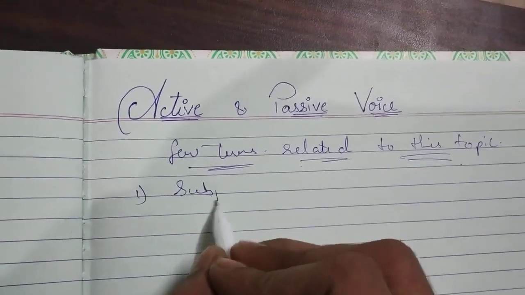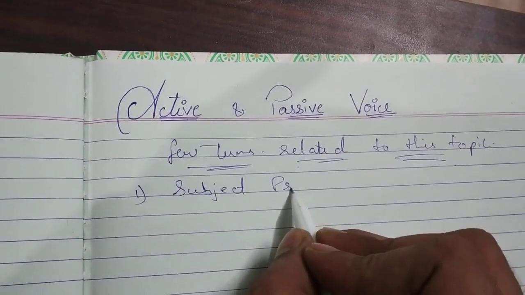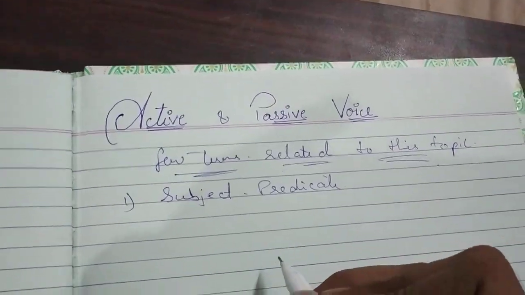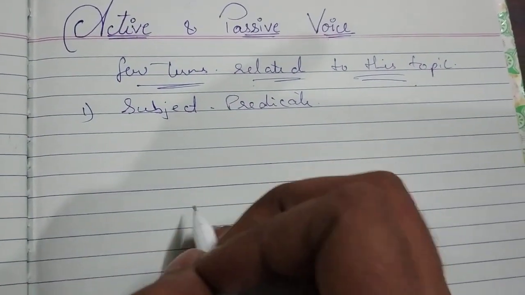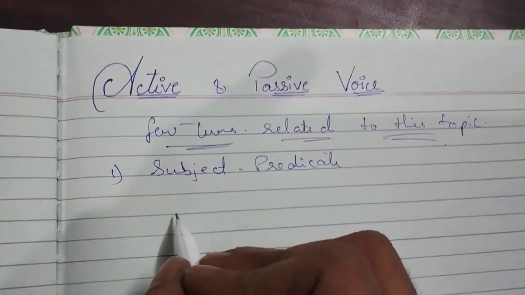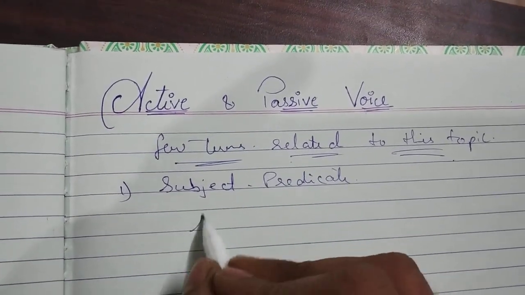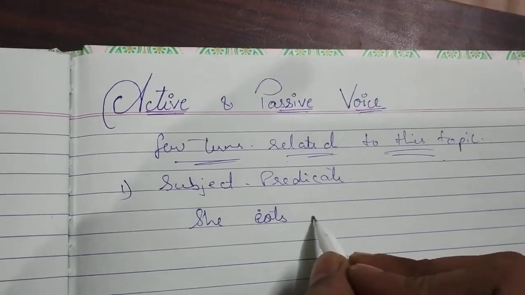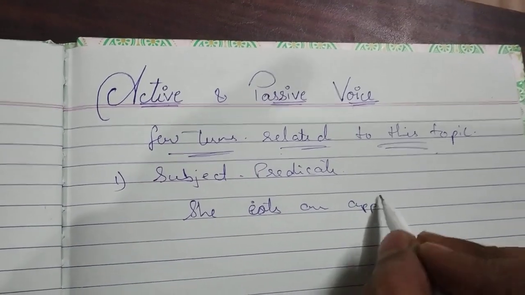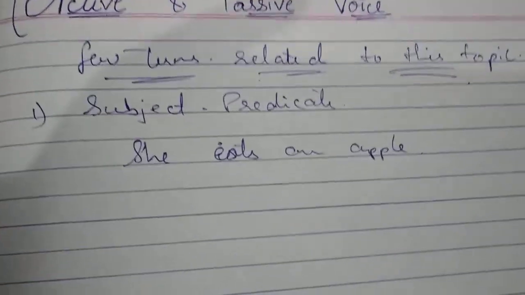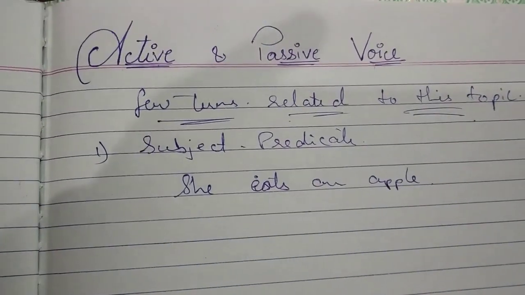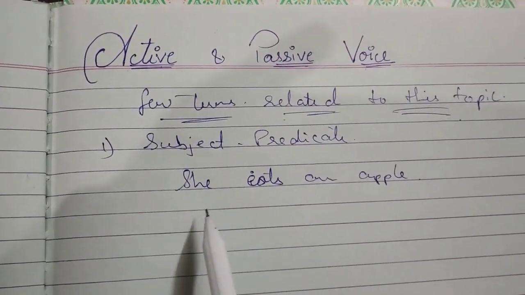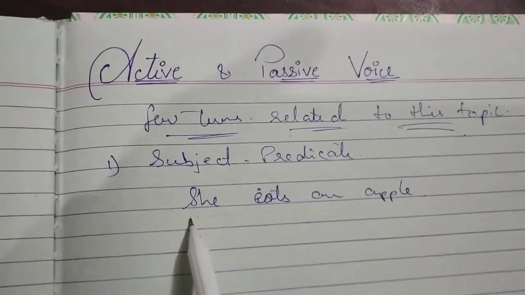Number one is subject and predicate. Now, what is subject and predicate? Let me give you one short example: she eats an apple. Now, what is the subject? Subject is the one of whom you are talking in the sentence. Now, this is the sentence.